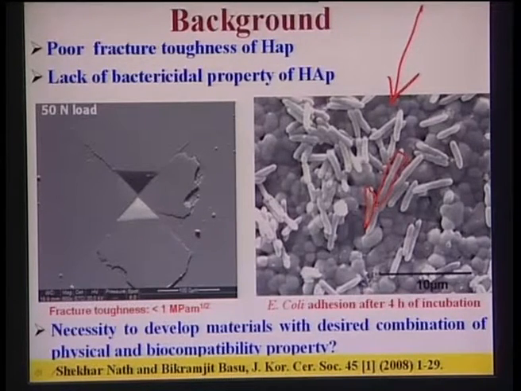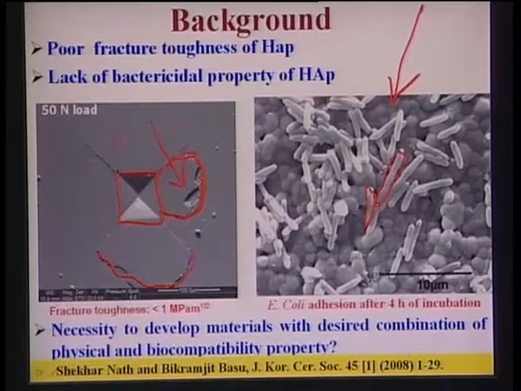Another important thing is that hydroxyapatite is highly brittle. Now, this is your Vickers indent. If you look at the region surrounding this indent, what you notice is that the region just adjacent to the Vickers indent is where spalling takes place, spalling or chipping of material, and this extensive crack formation leads to spalling.